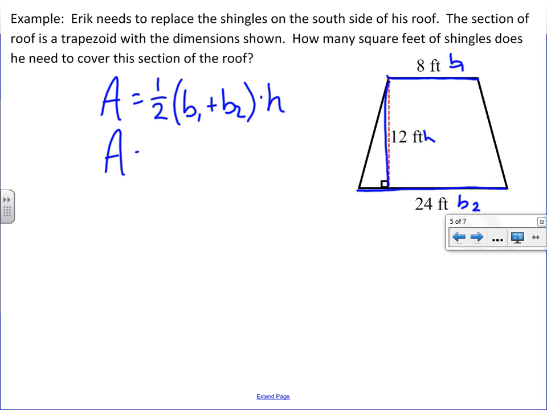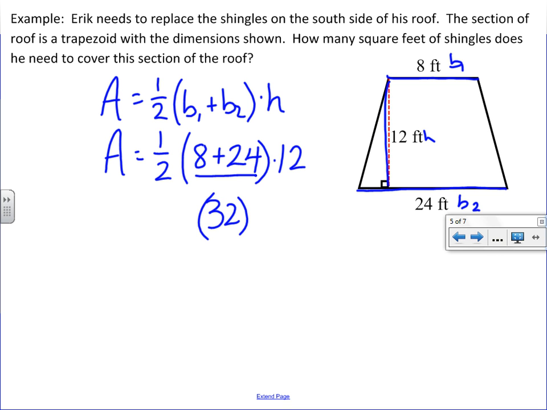So the area equals 1/2. Instead of base 1, I'm going to put 8, plus, instead of base 2, I'm going to put 24, times the height, which is 12. So I now have to follow order of operations, so I have to do parentheses first. Inside those parentheses, I have 8 plus 24, which is going to get me 32. Bring the rest straight down.